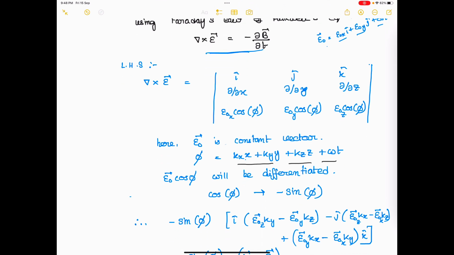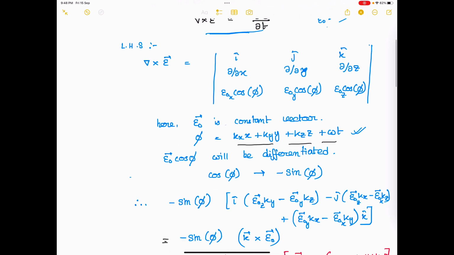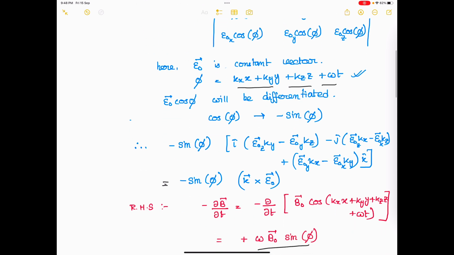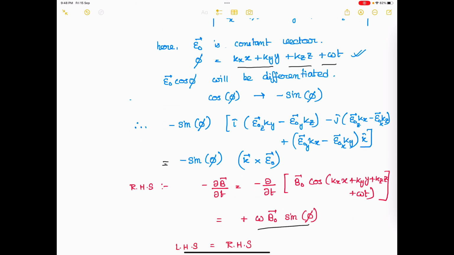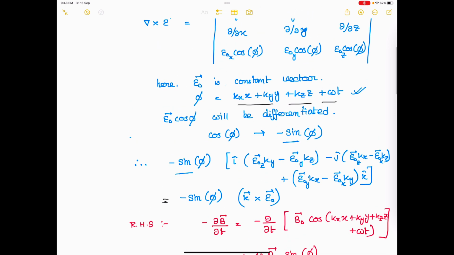cos phi, where phi is kx x plus ky y plus kz z plus omega t, which I have already shown here, and E naught x is constant, E naught y is constant, E naught z is constant. So if I differentiate any term, then cos will be changed into a minus sine, because if you differentiate cos once, it becomes minus sine of phi, and then we have to differentiate phi with respect to x or y or z, whatever. So each time this cos phi is differentiated, it will convert into minus sine phi. Therefore I have taken minus sine phi as a common factor and then did the curl operation.